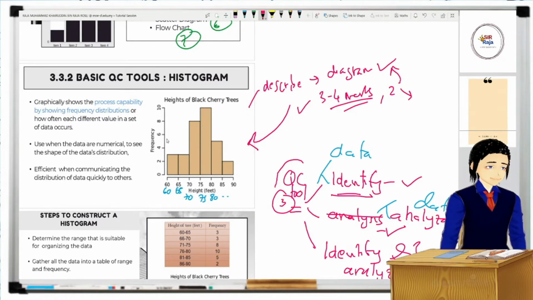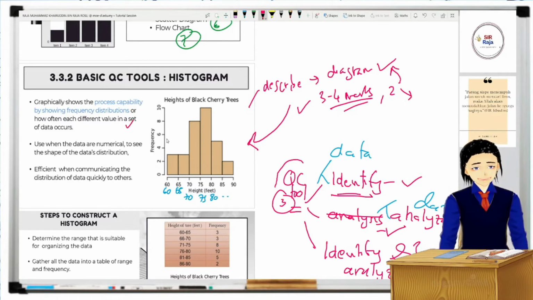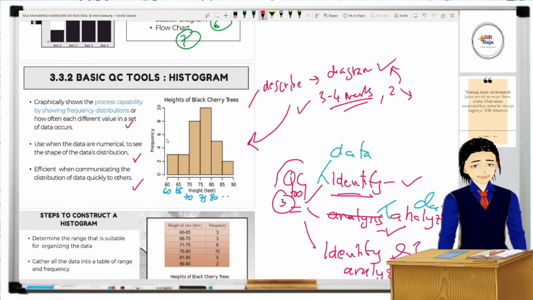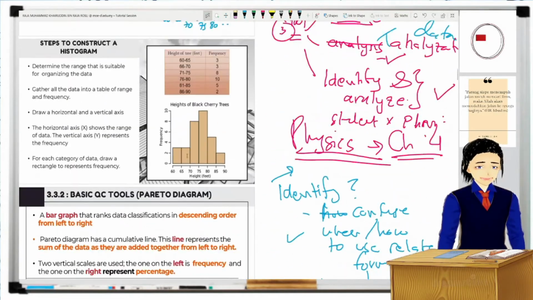Okay, but in our case, since we are PDPR, your question most likely will be in objective manner, multiple choice questions. Therefore, you should be able to remember and understand this. I think it's more important for you to understand. Use when data are numerical to see the shape of the distribution. So make sure you read them and then try to understand. Try to translate in the language that you have more fluency in. Okay, so we have covered histogram.